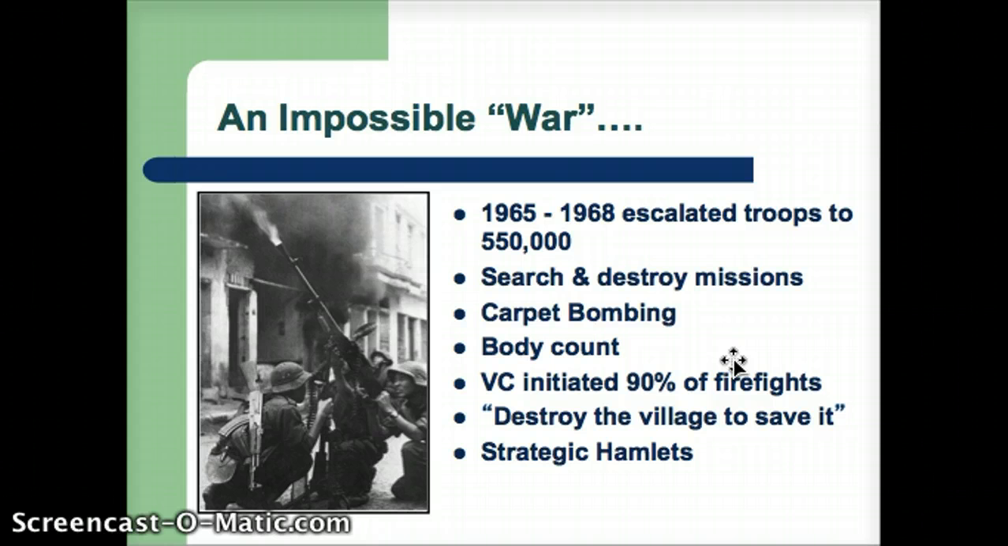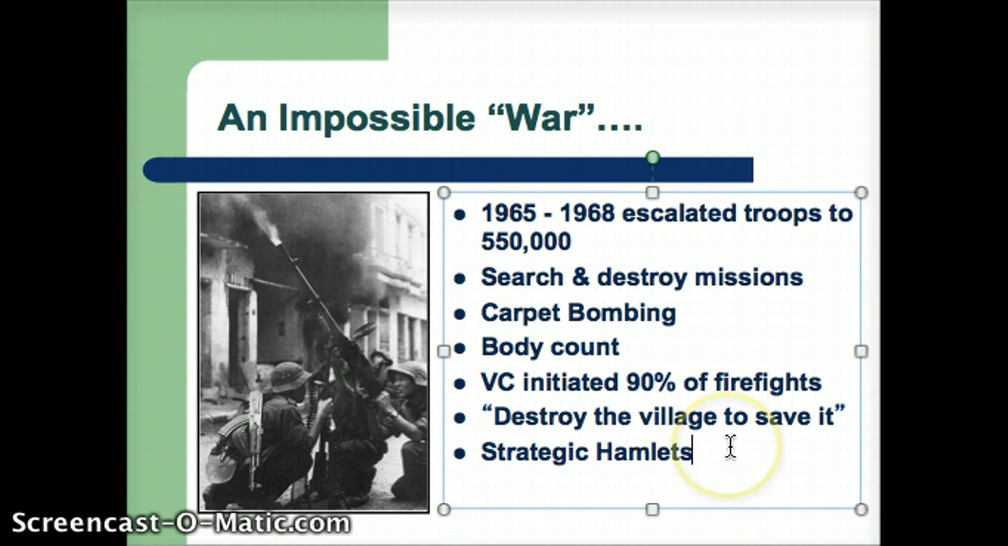Alright, so this was an impossible war, so to speak. People thought that. And in 1965 to 1968, the escalated troops that went to Vietnam were 550,000. They went on missions known as search and destroy. We had the carpet bombings, body count. People would go, and when they came back, it was just who made it, who didn't. Fighting in the fierce jungle, in the tunnels of the mountains. That's where the Vietnamese people came out of the tunnels. VC initiated 90% of the firefights. Many a times it was destroy the village to save it. We had these strategic hamlets. Many protests were taking place. You can take notes to add this.